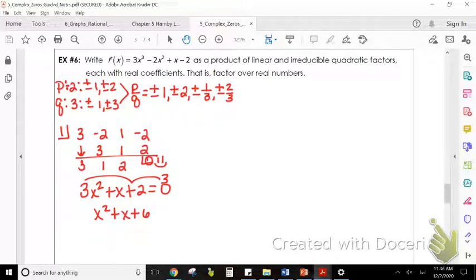Be careful, because some of y'all are thinking, well, 3 and 2. So if I tried 3 and 2, but look, when I go to multiply, 3 times negative 2 is a negative 6, and I needed a positive 6. So I can't factor this, okay?